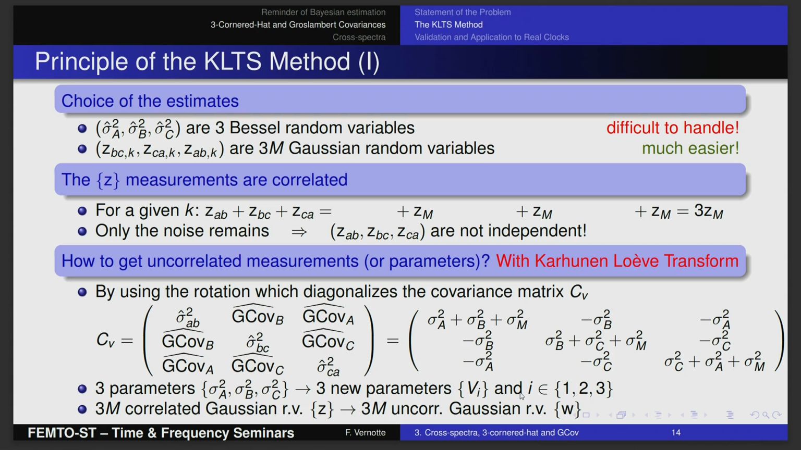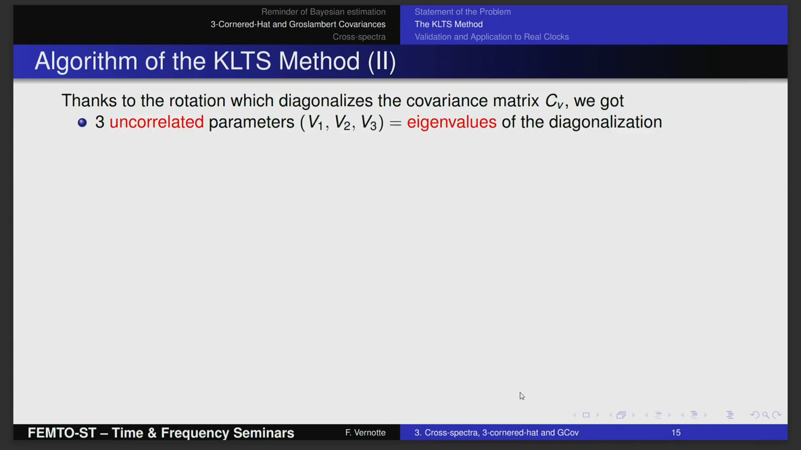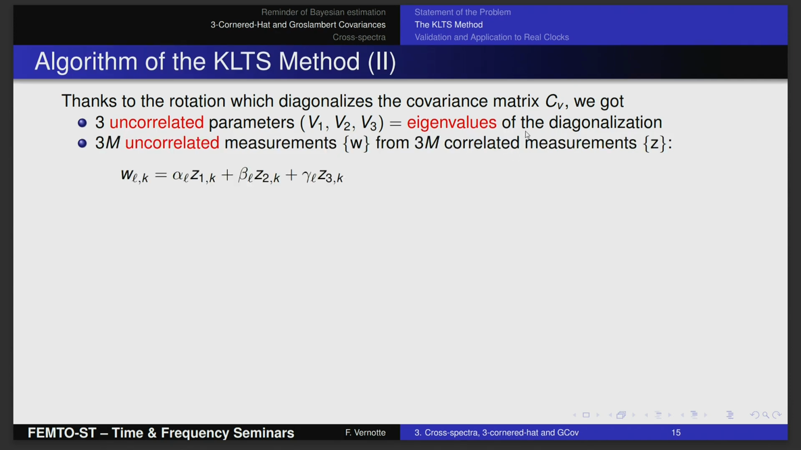You have to figure out what the space is: one dimension is the number of measurements you did during time, and the other dimension of your space is the three different counters. So, what are these new parameters V1, V2, and V3? They are nothing but the eigenvalues of the diagonalization. And what are the 3M uncorrelated measurements W? They are a linear combination of the previous Z measurements, with coefficients which are given by the eigenvectors of the diagonalization of the matrix.